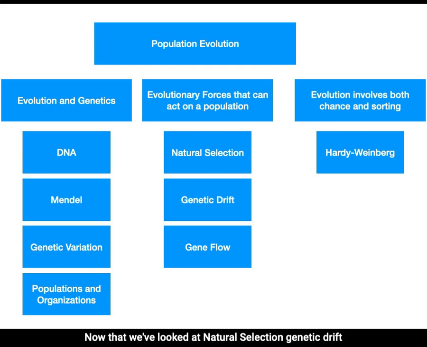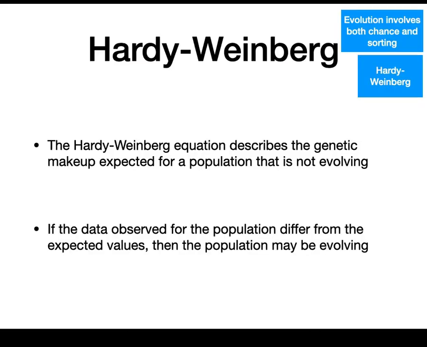Now that we've looked at natural selection, genetic drift, and gene flow, we're going to look at how evolution involving both chance and sorting can be measured through Hardy-Weinberg. Hardy-Weinberg is an equation that describes the genetic makeup expected for a population that is not evolving. The principle is named after G.H. Hardy and Wilhelm Weinberg, who first demonstrated this principle mathematically.